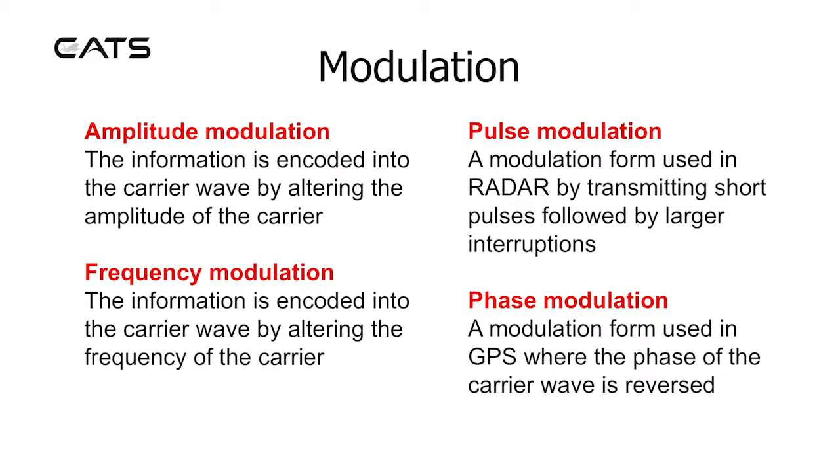Modulation. Amplitude modulation. The information is encoded into the carrier wave by altering the amplitude of the carrier. Frequency modulation. The information is encoded into the carrier wave by altering the frequency of the carrier. Pulse modulation is a modulation form used in radar by transmitting short pulses followed by larger interruptions. Phase modulation is a modulation form used in GPS where the phase of the carrier wave is reversed.